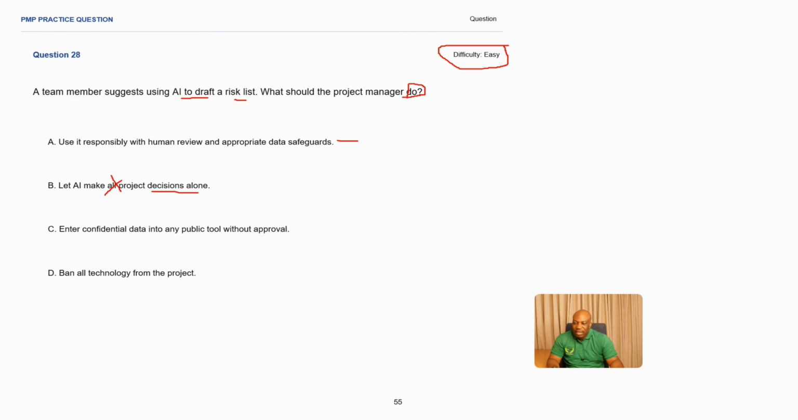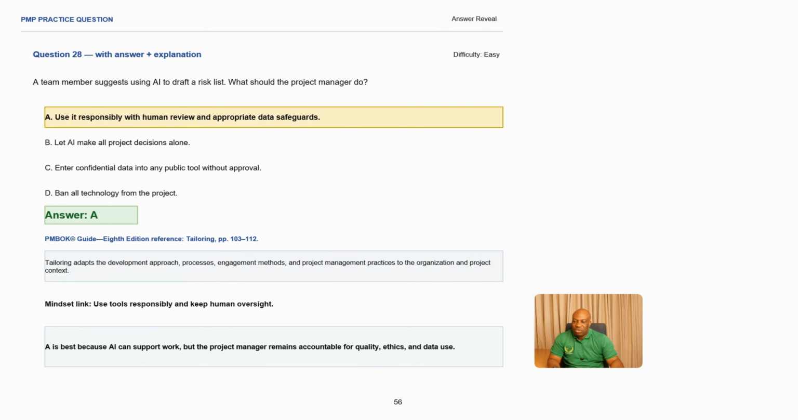All right. Enter confidential data into any public tool without approval. Confidential data cannot be in any public tool. It has to be approved first. If you're not getting approval, that is against the ethics of project management, making this an incorrect answer. You need to ban all technology from the project. You don't do this in a project. If there's a suggestion, you need to evaluate how it is going to add value to the project, making this an incorrect answer. So for this particular scenario, A is the best answer.